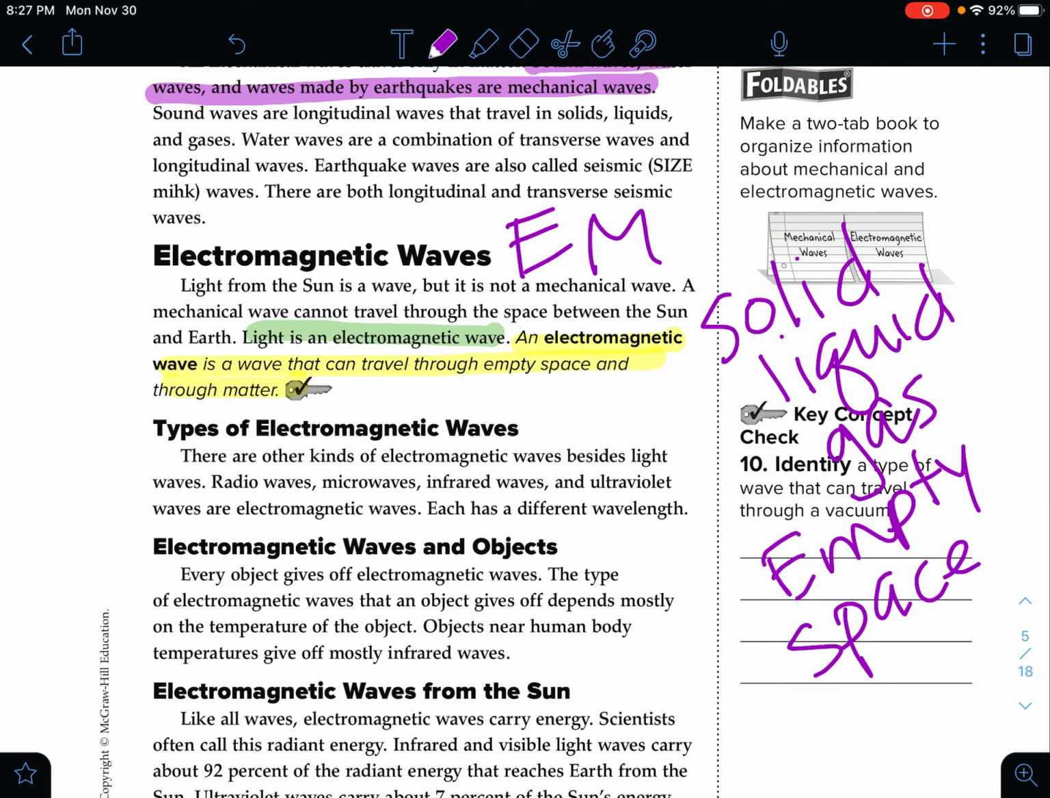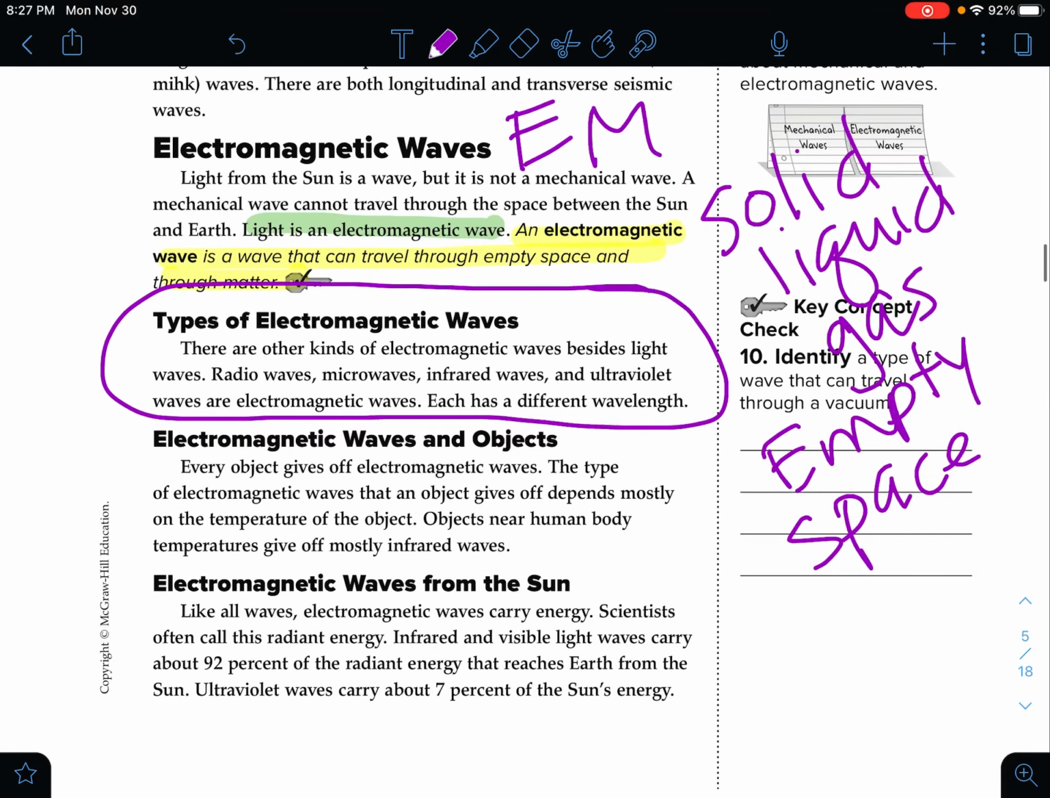Okay. So the types of EM waves. There are other types of electromagnetic waves besides light waves. So here are all the EM waves, all right? So we're going to talk more in depth about that a little bit later. But radio waves, microwaves, infrared waves, ultraviolet, okay? And we also have X-ray goes in there, and we have gamma that also goes in there. So every object gives off electromagnetic waves. The type of electromagnetic wave that an object gives off depends mostly on the temperature of the object. Objects near human body temperature give off mostly infrared waves. So that's where you have those night vision goggles utilizing that infrared wave.